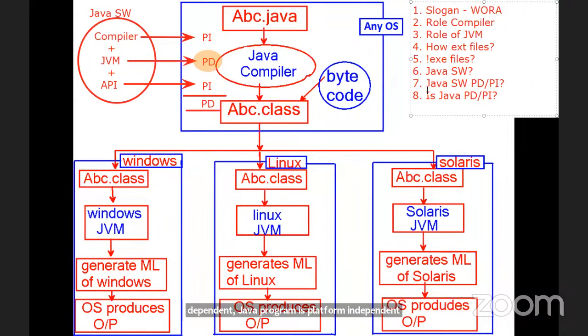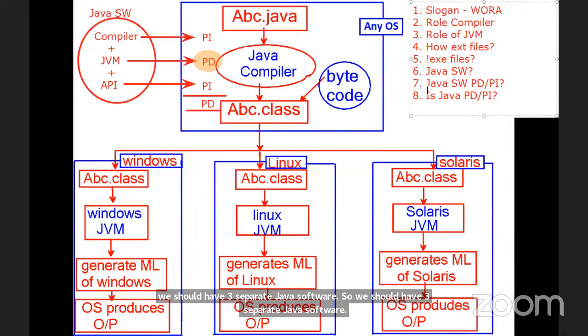Both because of JVM. Come again? Both because of JVM. Java software is platform dependent because of JVM. Java program is platform independent because of JVM. How is this JVM creating one problem and one advantage? Look, we have a separate JVM for every operating system, so we should have 3 separate Java softwares. Second, because we have JVM software for every operating system, the same Java program can be executed in all operating systems.